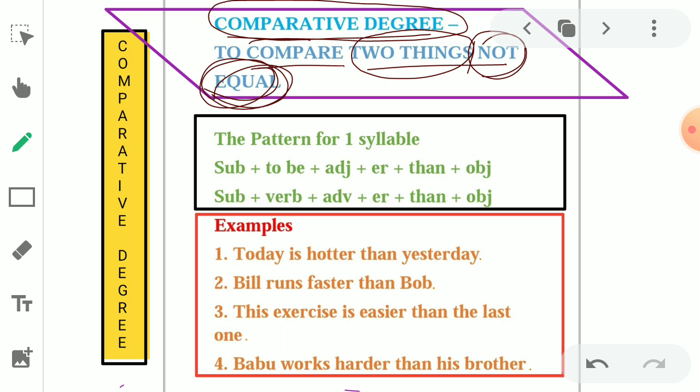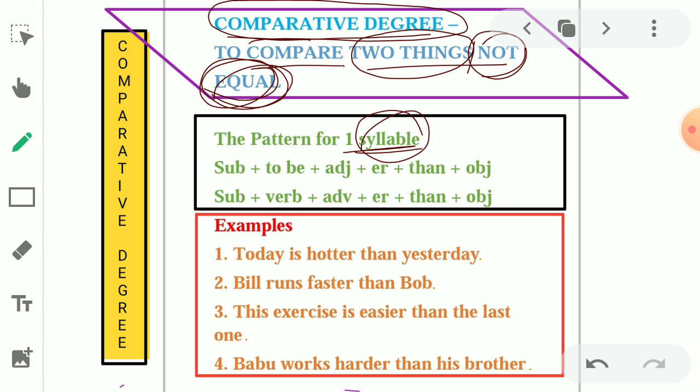What is the pattern? The pattern for one syllable, so single syllable. What do you mean by syllable? You need to know about syllables. A syllable is a single unit of speech, either a whole word or one of the parts into which a word can be separated, usually containing a vowel letter. You are going to learn more in the next coming activity in the same video.